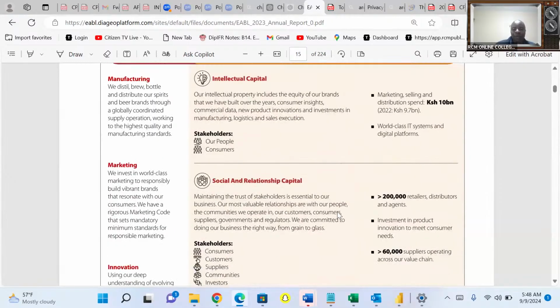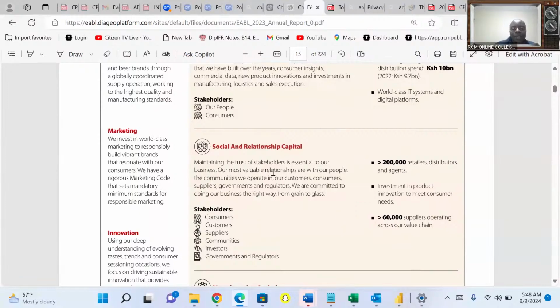Social and relationship capital. Maintaining the trust of our stakeholders is essential to our business. Our most valuable relationships are with our people, the communities we operate in, our customers, consumers, suppliers, governments, regulators. We are committed to doing our business the right way, from grain to glass. Wonderful statement. And in this case here, they are talking about the relationships here.